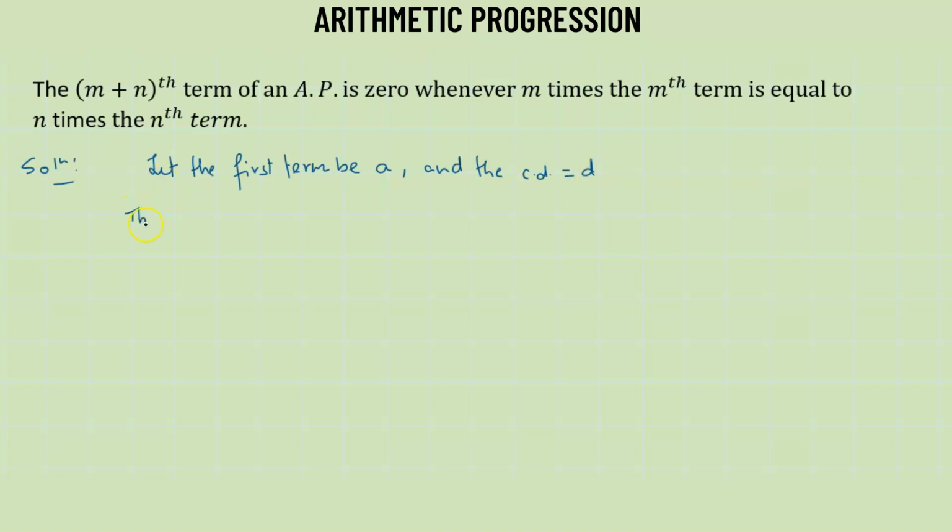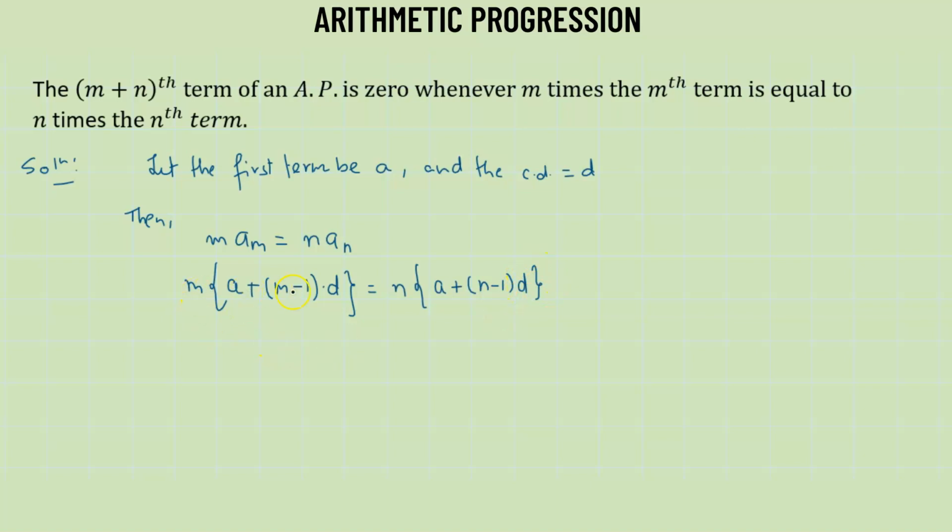Then it's given here that m times the mth term, that means m times a_m, is equal to n times the nth term. Right. So we have m multiplied by the mth term, which is represented by the first term plus m minus 1 times the common difference d. So this will be equal to n times the nth term.